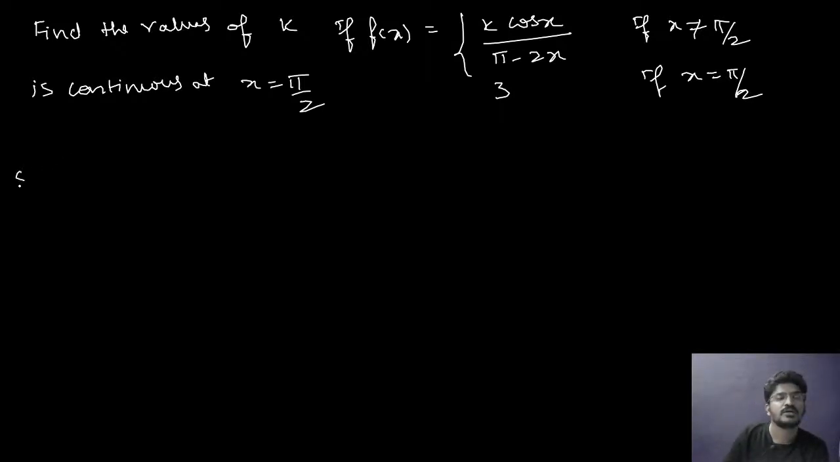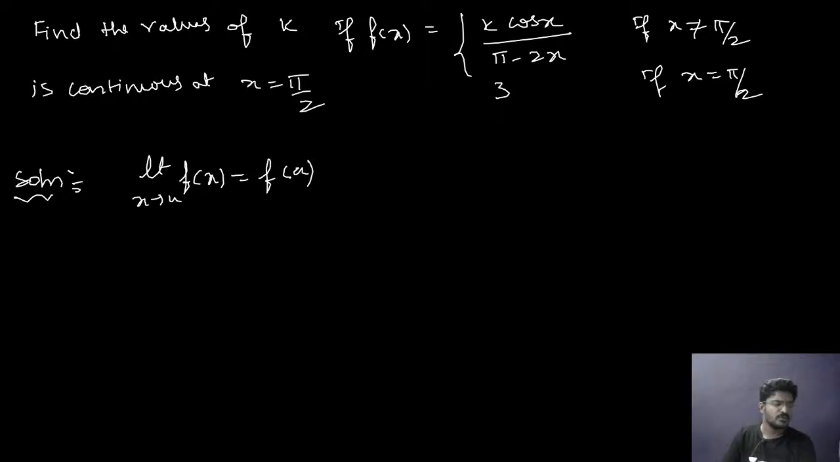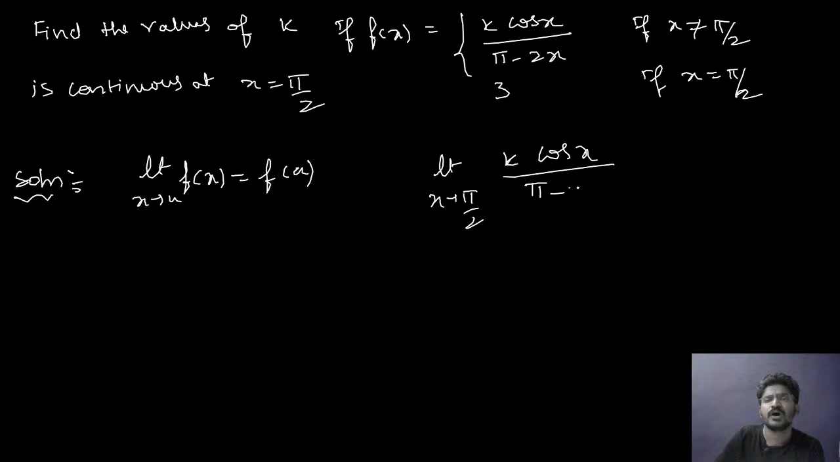Okay. So we can just see the solution, that is limit x tending to a of f of x is equal to f of a. So you remember this definition. From this definition, we can simplify our required answer. So here limit x tending to pi by 2 of k into cos x divided by pi minus 2x. You have this term.